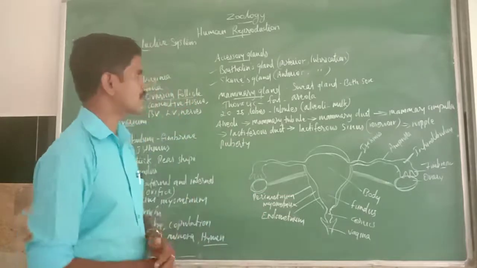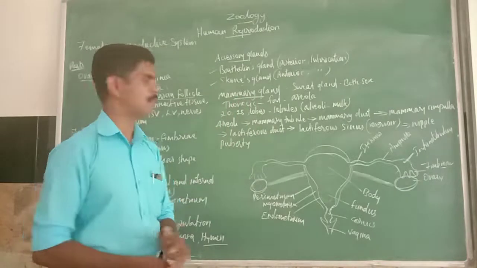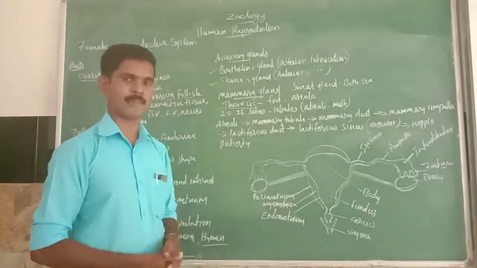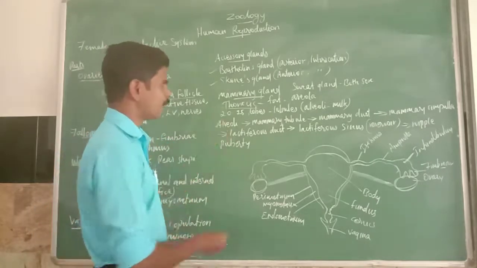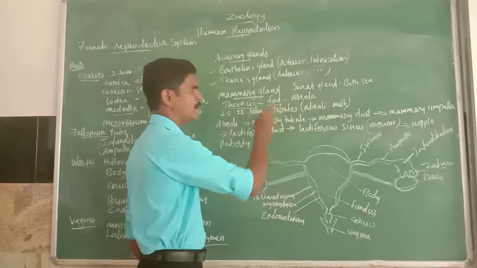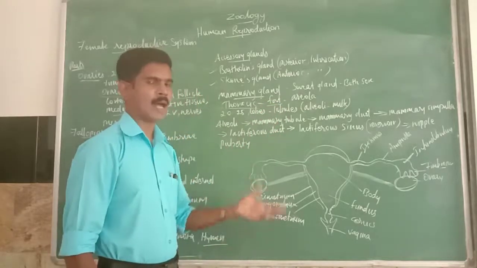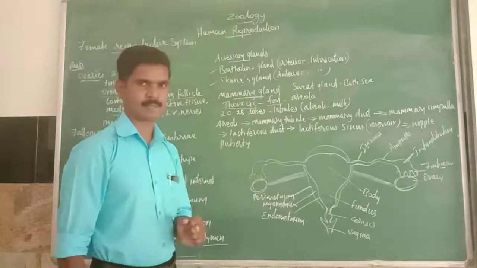Understand? So now we are going to study the structure of this mammary gland. A pair of mammary glands is present in the thoracic region, meaning the chest region. This gland is mostly made up of fat. Many glandular tissues are there, and a high amount of fat is present in this gland.